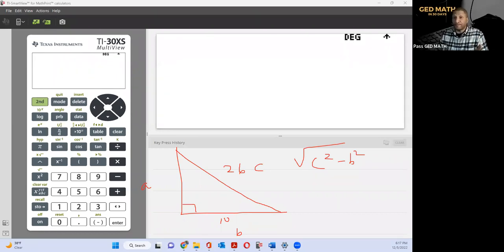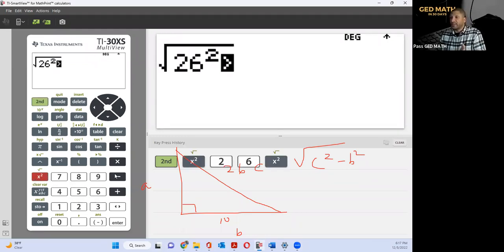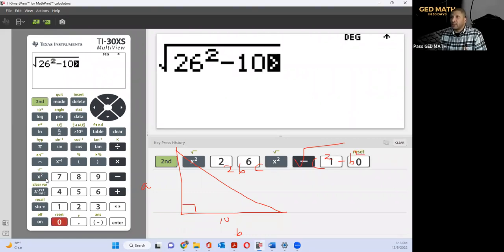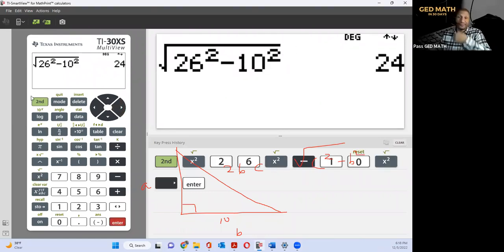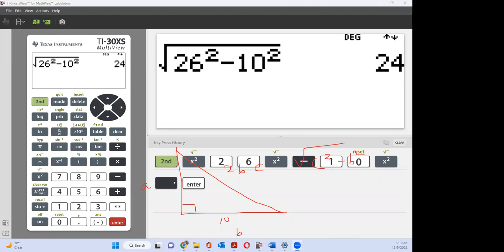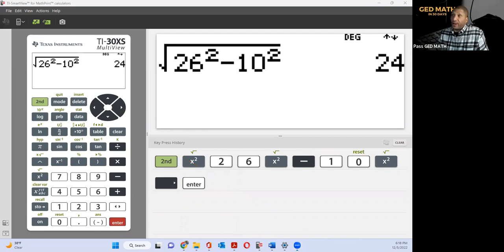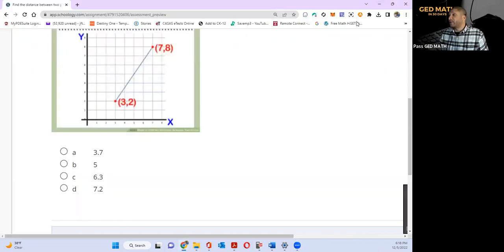Watch this. We're going to go second, square root, C squared, which is 26 squared, minus 10 squared. Get out of your square root, press enter, done. So even though Pythagorean theorem is considered a medium difficulty problem, I just showed you, you can almost consider it easy. If you go through that ebook and practice and do enough problems, no matter what they give you, you're going to be able to do it. Guaranteed, you're going to have a Pythagorean theorem problem.